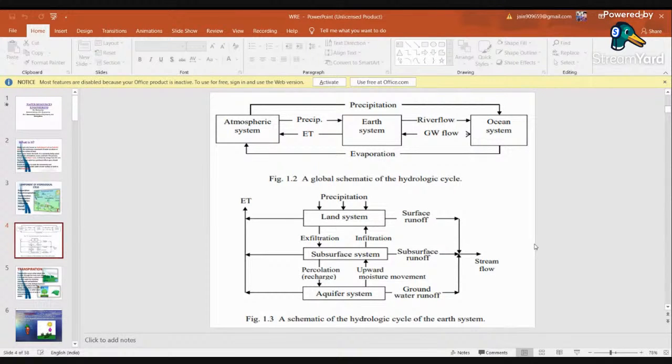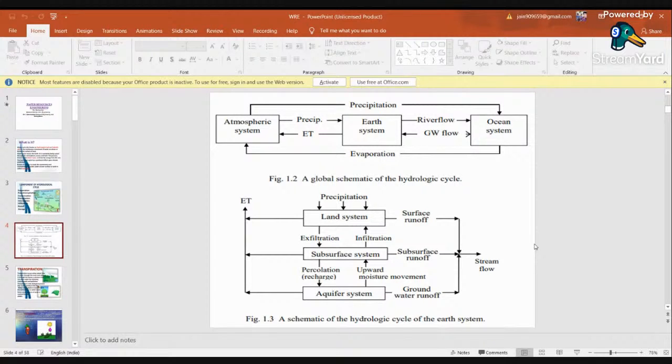Then part of the aquifer will go to the evapotranspiration, part of the subsurface water system will go to the evapotranspiration, and part of the land system water will go to the evapotranspiration. Evapotranspiration we will see in the next couple of slides. From evapotranspiration, the water will convert to cloud, and then again it will come back to the earth surface in the form of rain. Then again it will form the precipitation, and it will come on the land system, and the process will continue.